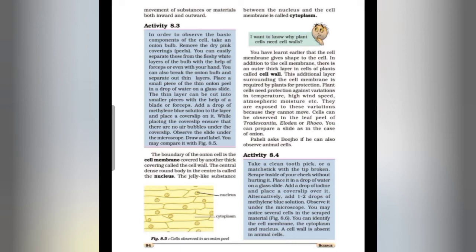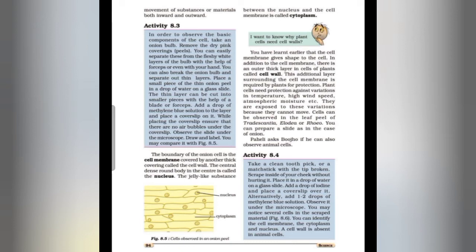So with the help of a needle, that is called a mounting needle, cover the onion peel with the cover slip, taking care that there are no air bubbles in it. Then observe the slide in the microscope. Then you will see the nucleus, cell membrane and cytoplasm in the slide. And the slide will be like in figure 8.5 given.